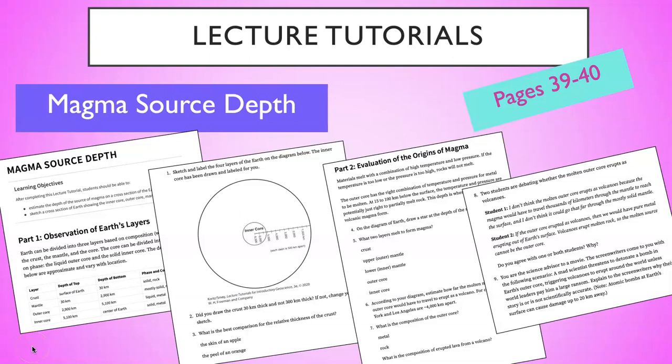Here are 2 pages from your lecture tutorial workbook about magma source depth. In other words, at what depth does magma occur and then rise to the surface? I'll tell you right now what this is all about. It's about a common misconception that students have that volcanic material comes from the core. So let's take a look.